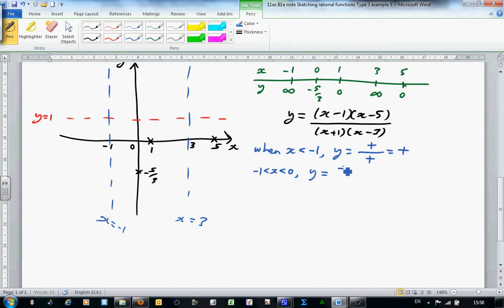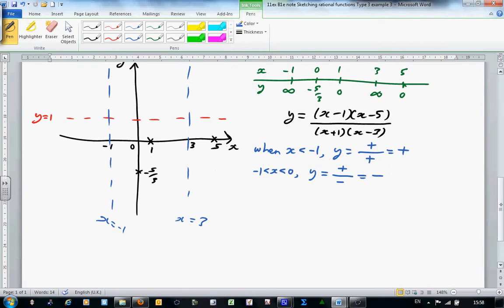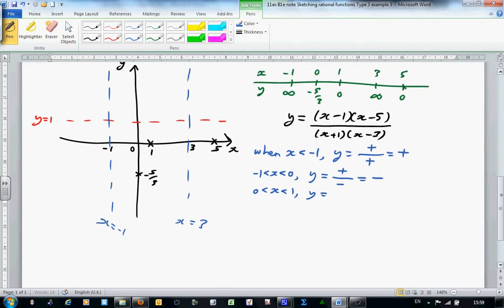Next section, we're going to go between 0 and 1. Let's choose 1/2. So let's look. If x is 1/2, the first bracket is negative, the second bracket is negative. That gives us a positive result. And if we have 1/2, the first bracket on the denominator is positive, and the second one is negative, so we have a negative result altogether.